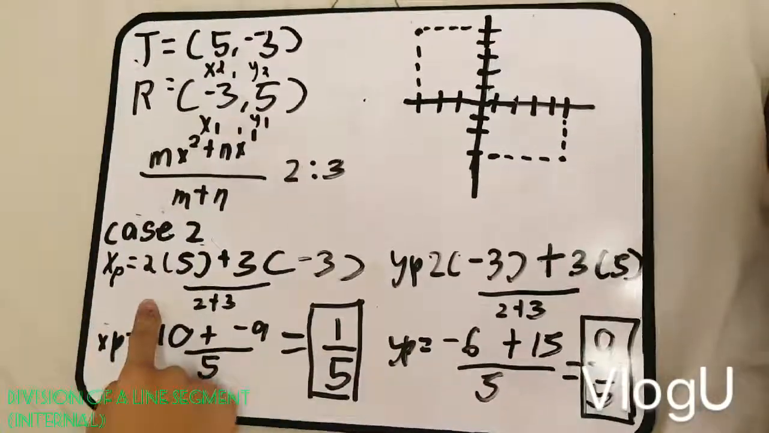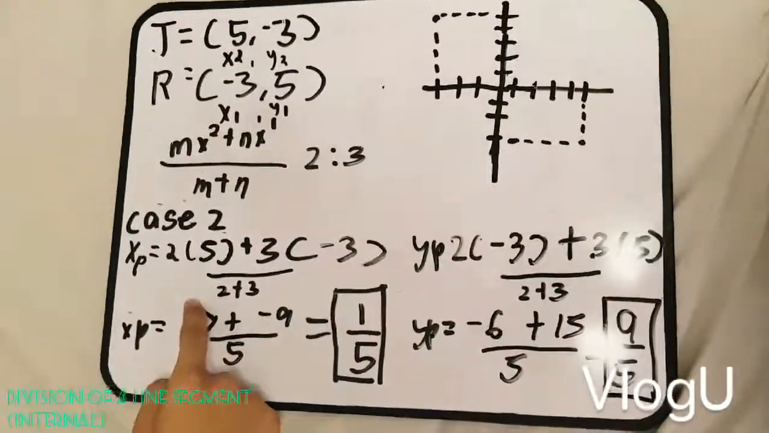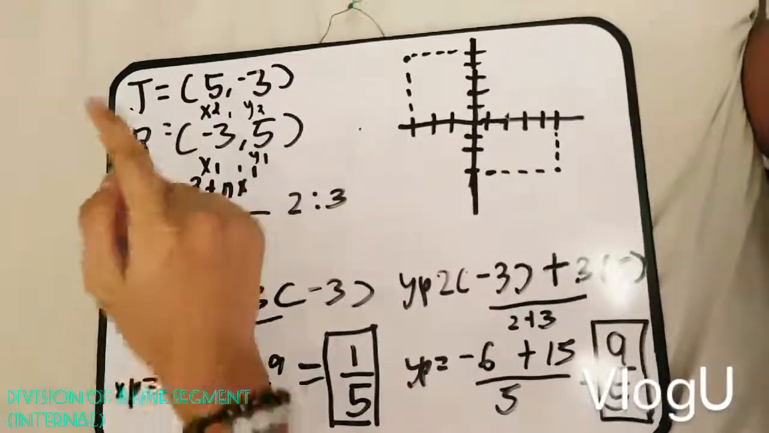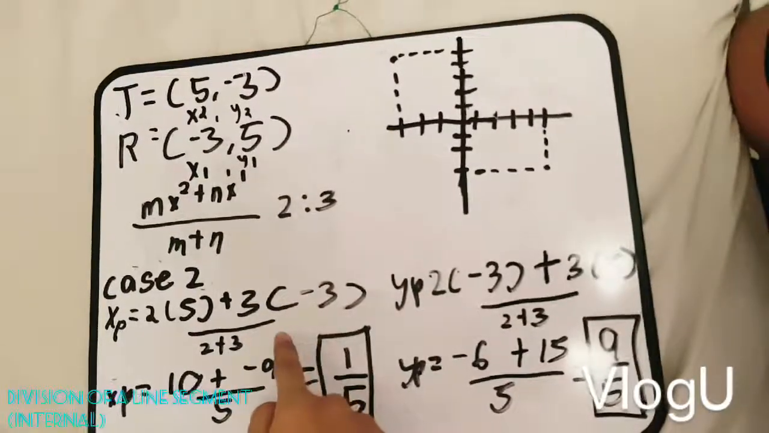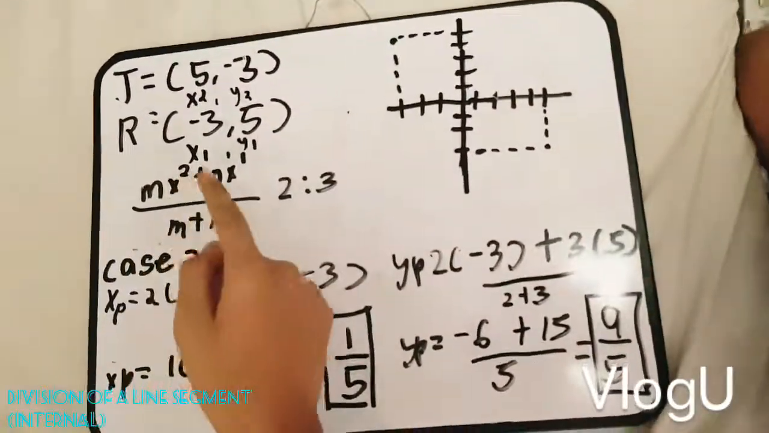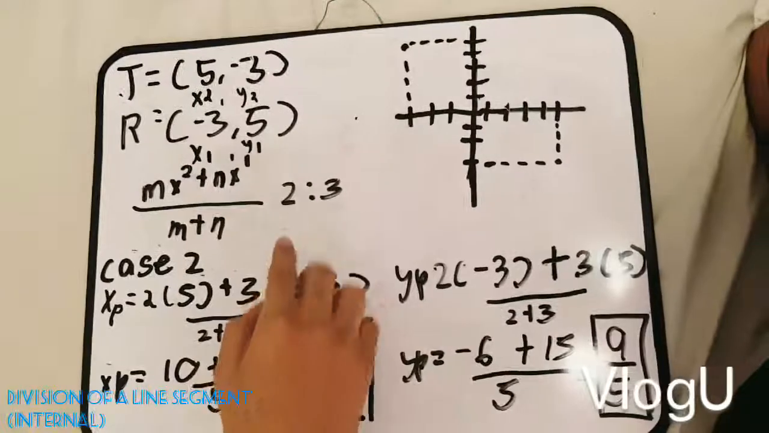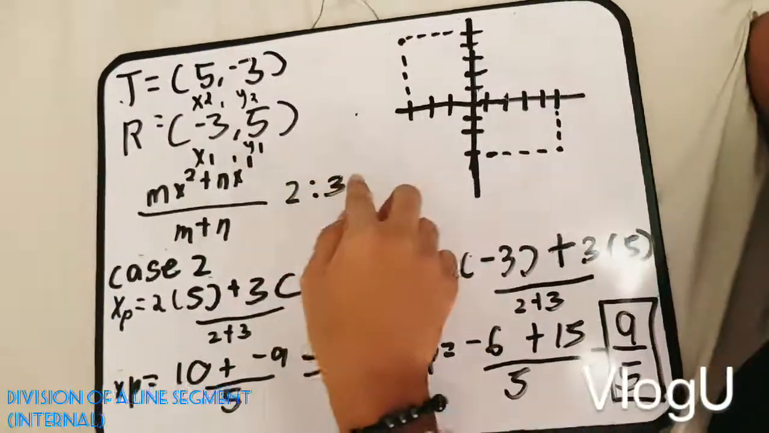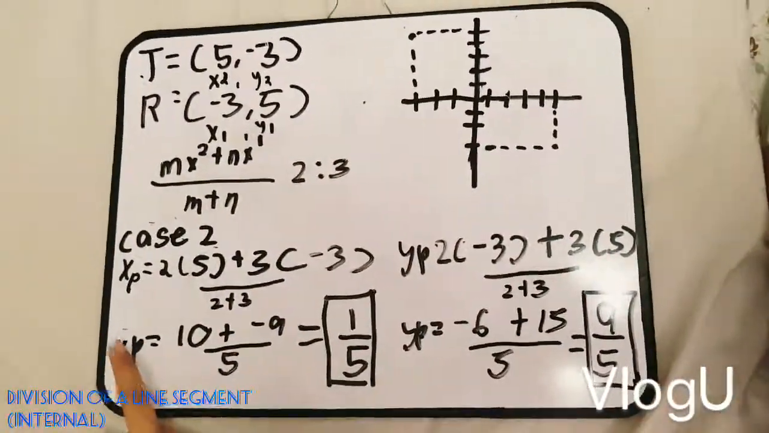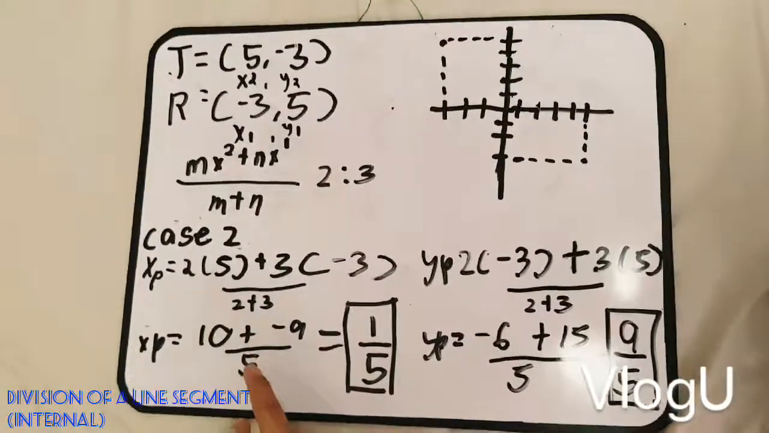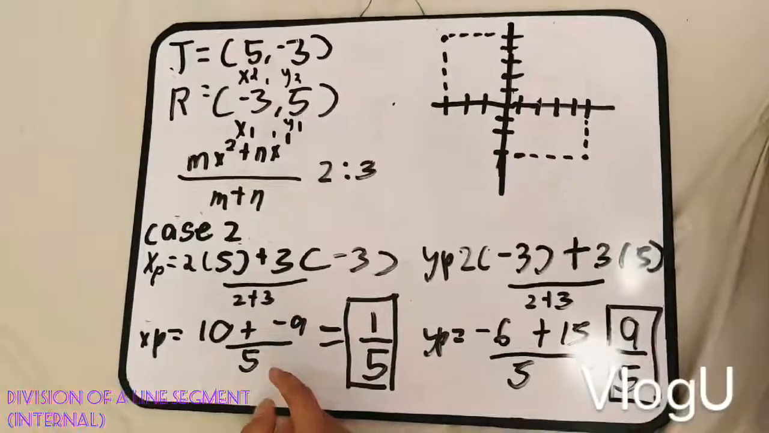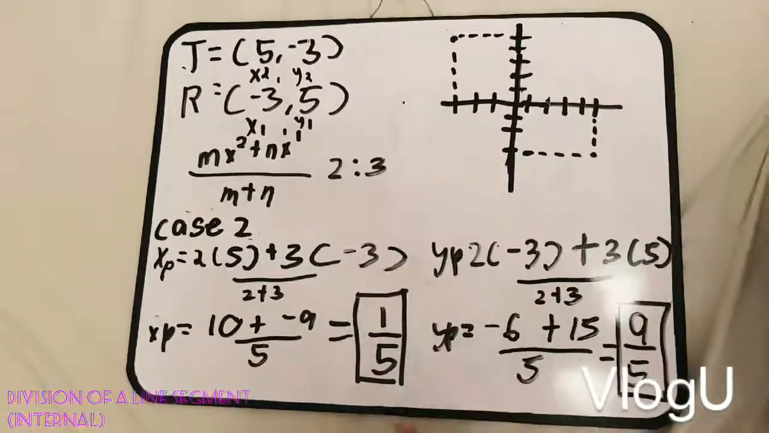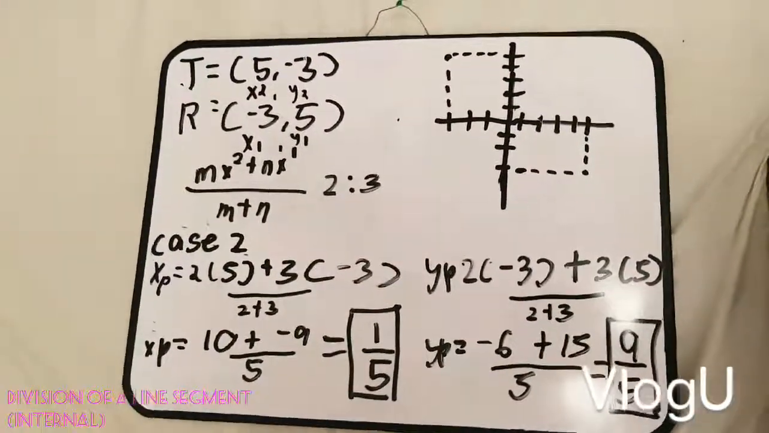M is 2 and 5 is for x of 2, plus 3 and negative 3 for our x of 1, over 2 plus 3, which is our ratio. Now 5 times 2 is equal to 10 plus 3 times negative 3 is equal to 9 over 5. So now our final answer is 1 over 5.